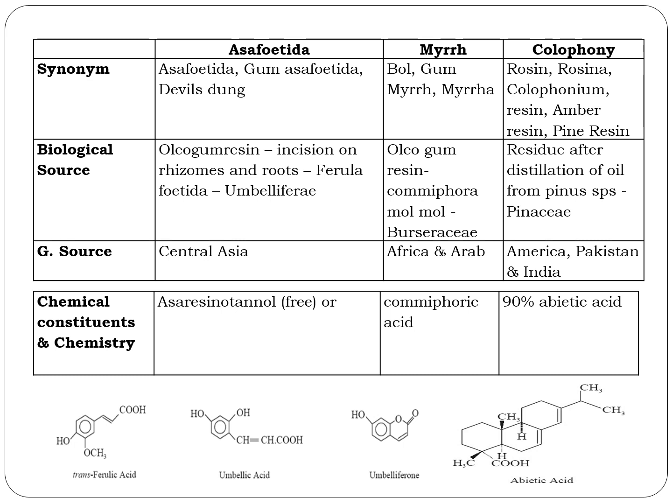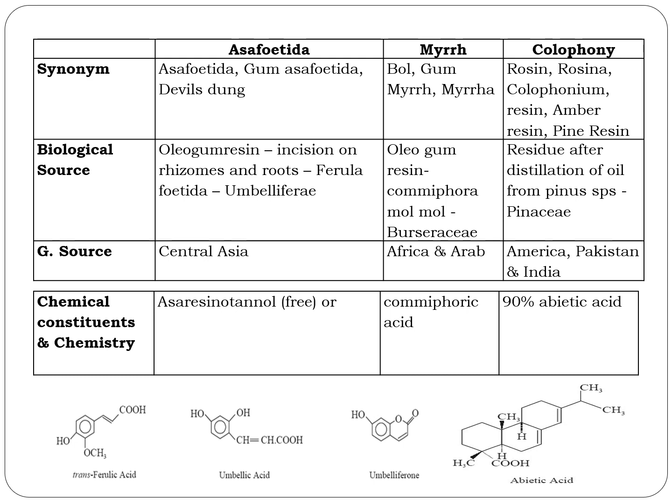So here we are going to discuss asafoetida, which is commonly called asafoetida gum or devil's dung. It is an oleogum resin which is obtained on incision of the rhizomes and roots of Ferula foetida, belonging to the family Umbelliferae. It is widely distributed in Central Asia. It consists of asaresinotannol as a chief constituent.